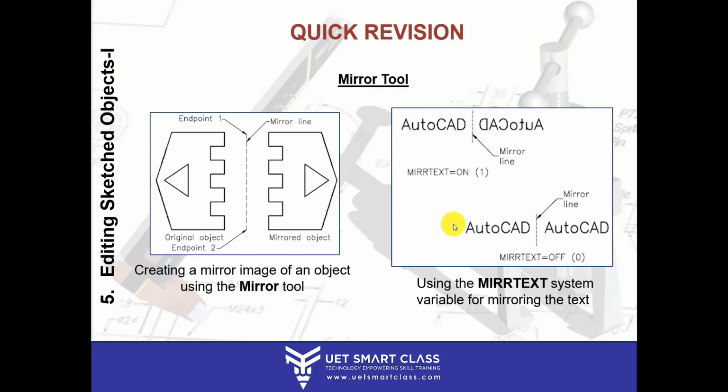We can also mirror text as well. If the MIRRTEXT system variable is 0, by default it will not mirror a text, but if you change it to 1, it will mirror a text. You can also mirror at an angle. And one more thing, you can retain the source object or erase the source object. Whenever you create a mirror line, AutoCAD will automatically prompt in sequence: do you want to erase the source object, yes or no? You can select yes or no as per your requirement.